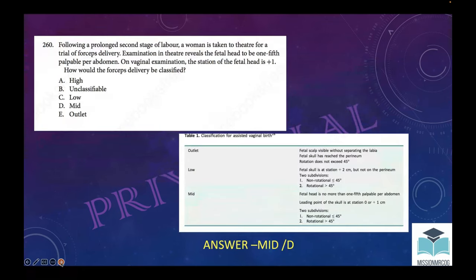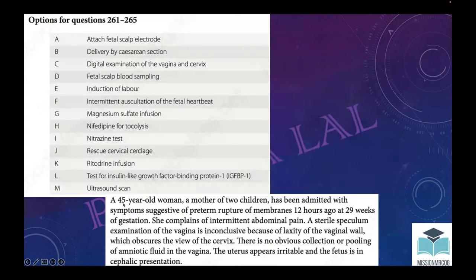Now, a 45-year-old woman has been admitted with preterm rupture of membranes at 29 weeks. Complaints of intermittent abdominal pain. Speculum examination is inconclusive, so there is no pooling of amniotic fluid. Uterus appears irritable. Fetus in cephalic presentation. What should be the answer?